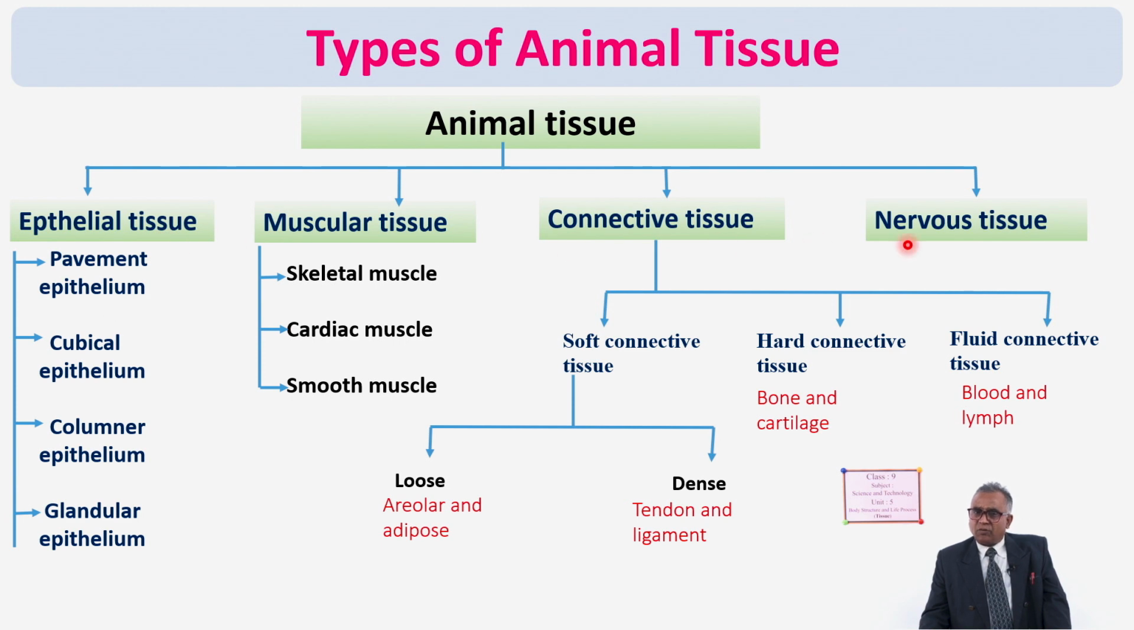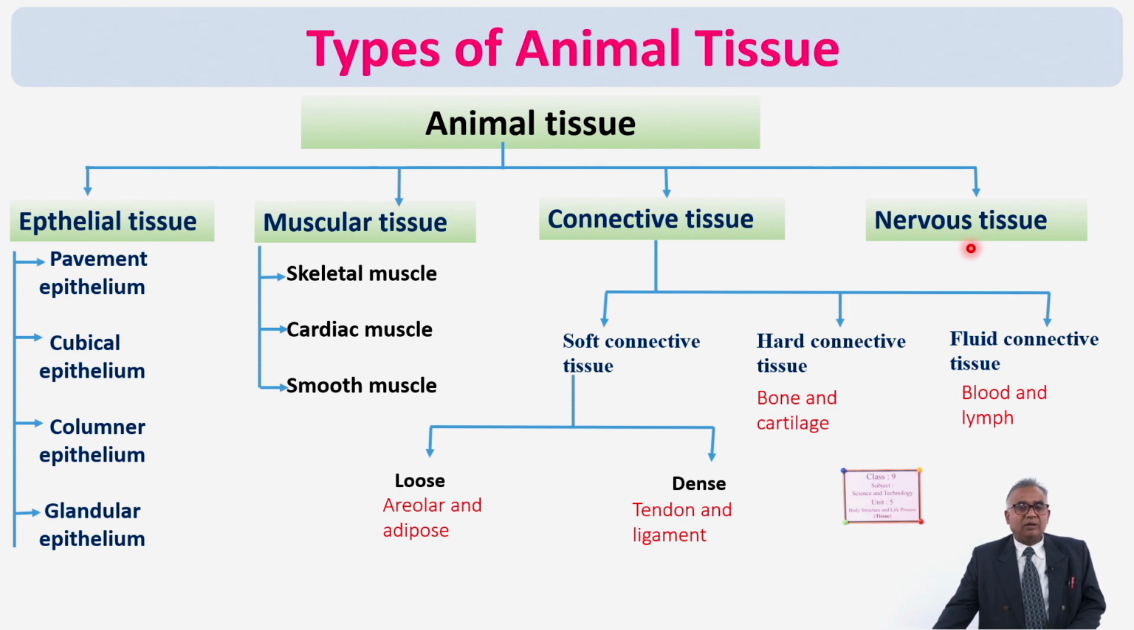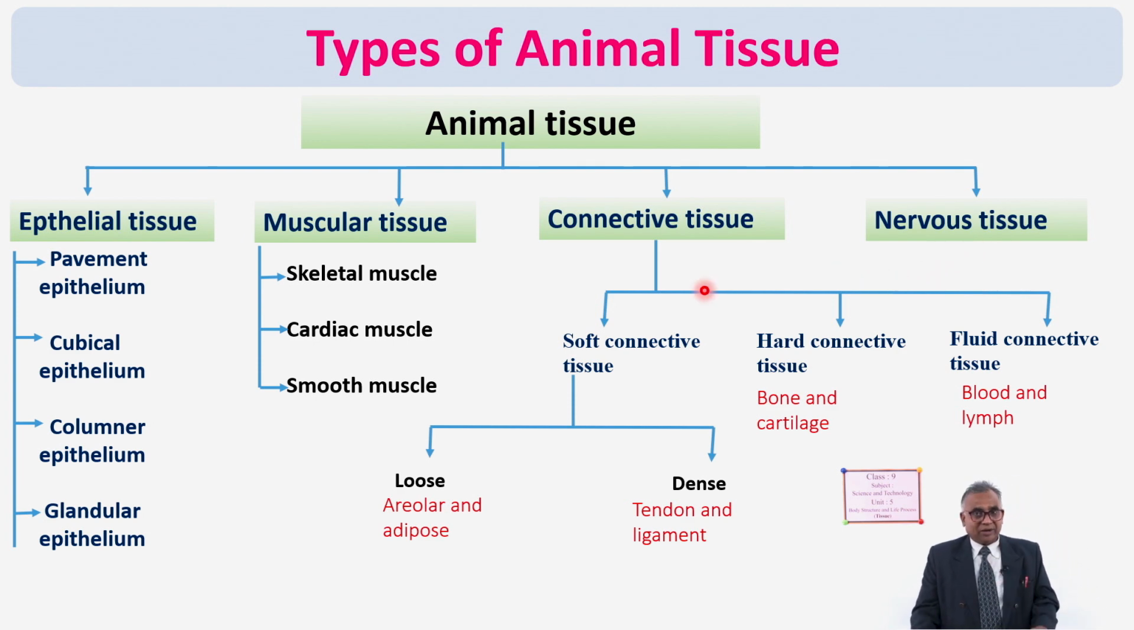At least remember 4 types. After that, about their types, we will try to remember again. Some things we have to remember, not each and everything, but you have to remember by understanding. Okay. So epithelial, muscular, connective, and nervous. Mainly, there are 4 animal tissues.